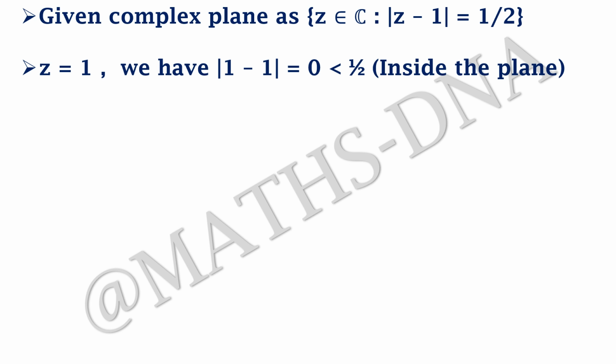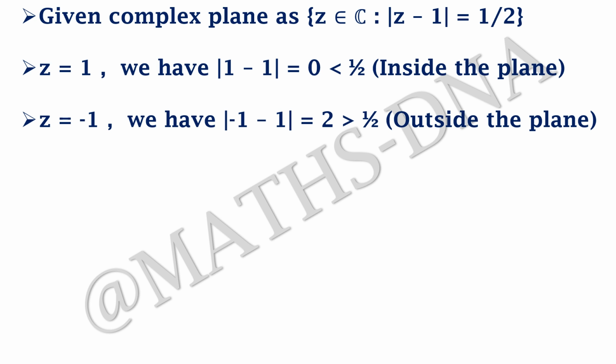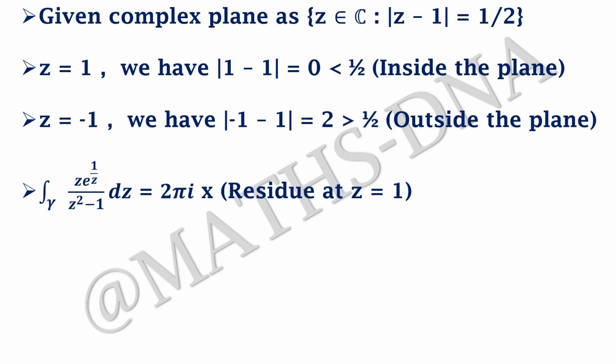Now at z equals 1, we have mod of 1 minus 1, that will be equal to 0, and that is definitely less than 1 by 2. So it is inside the given region, and at z equals minus 1, the distance will be 2, which is greater than 1 by 2, and that is outside. So the integral of z into e raised to 1 by z upon z square minus 1 dz will be equal to 2 pi i into the residue at z equals 1, because that is the point that is inside.